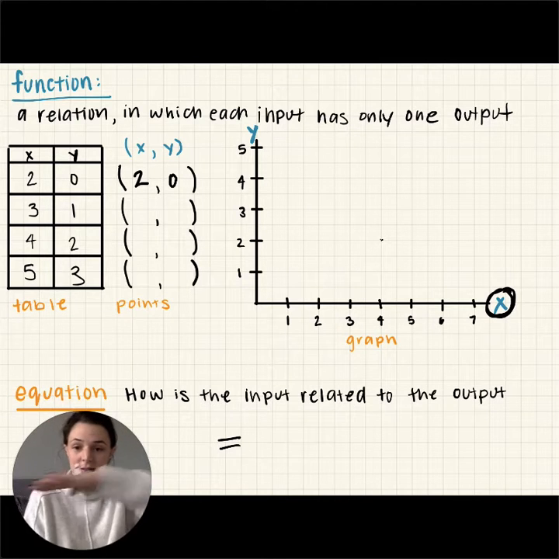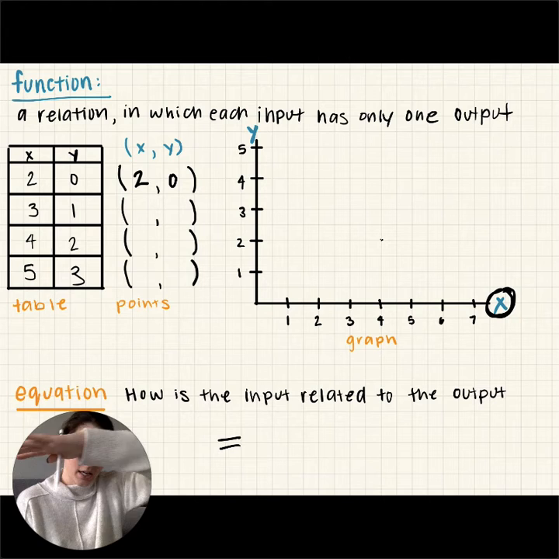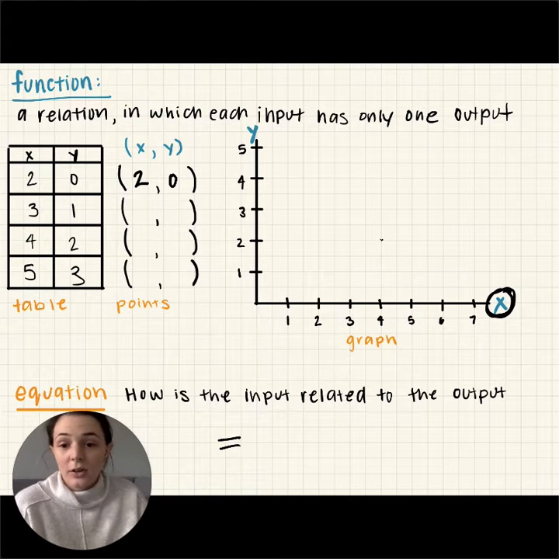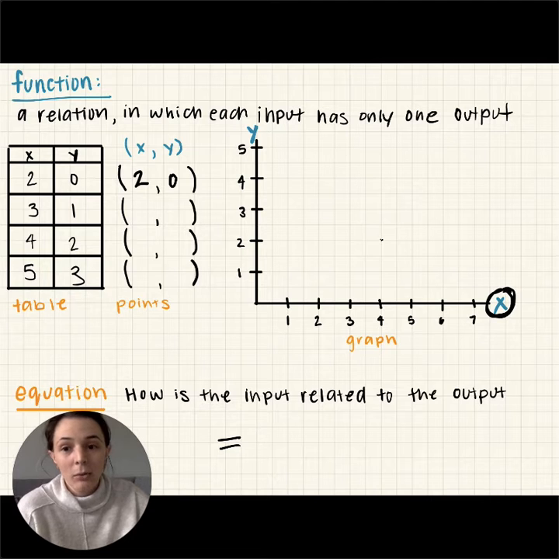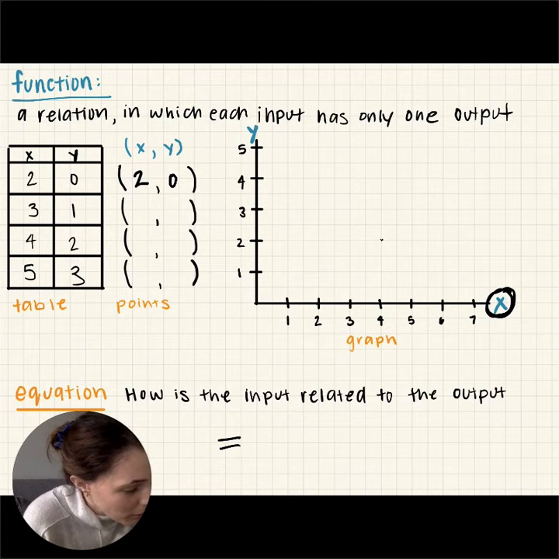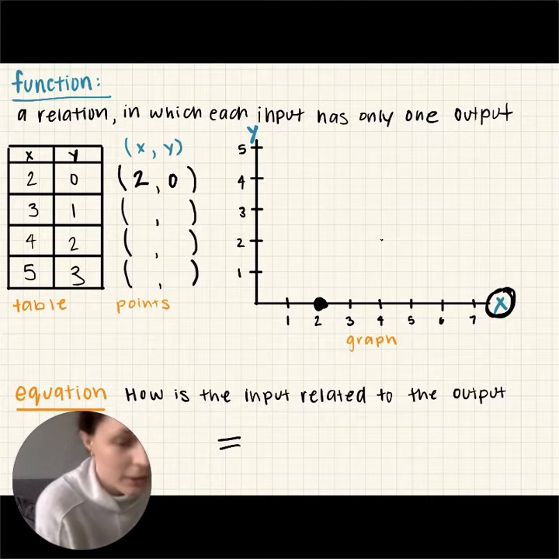So my x-axis is going to be the one that goes horizontal, or side to side. My x value is 2, that means I'm going to go over 2. And then my y value is 0, so I'm not going to go up or down at all. So my first point is going to be right there.